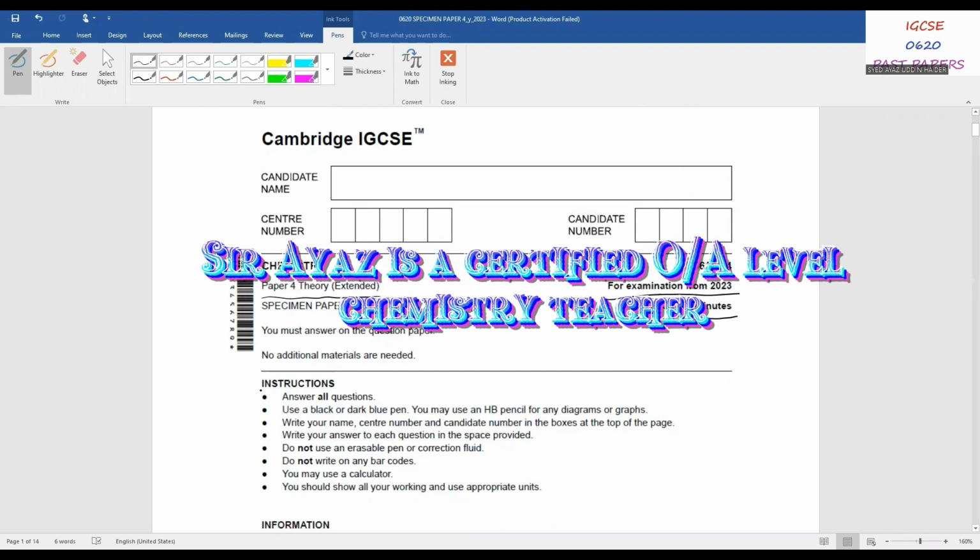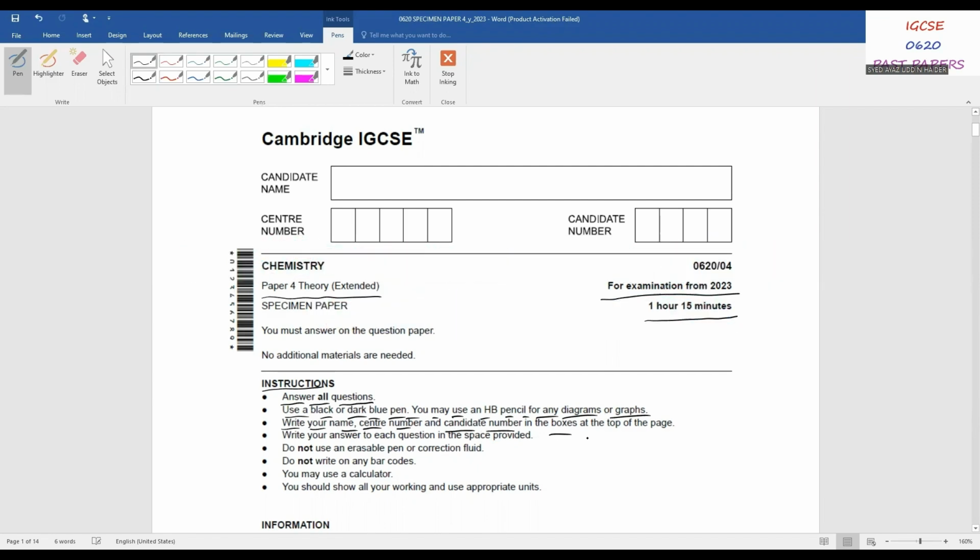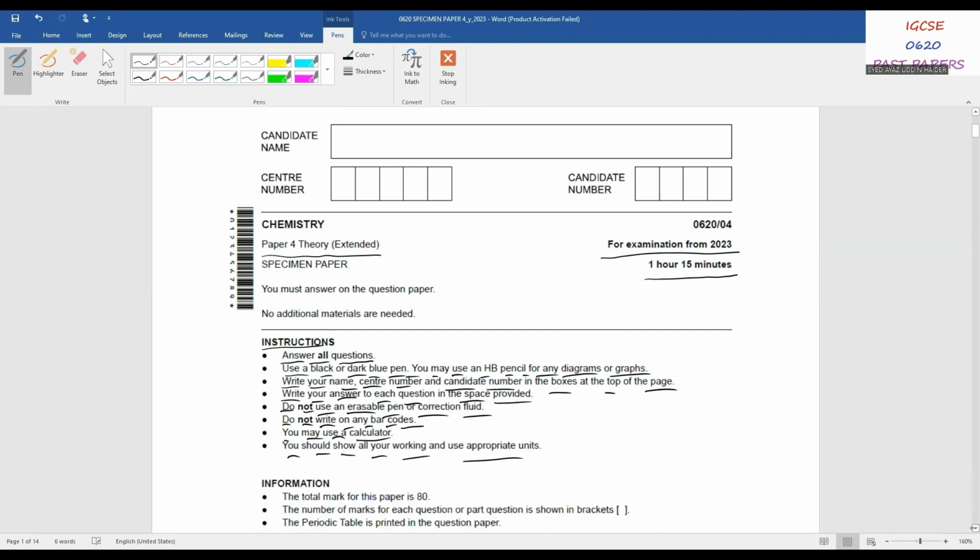So I'm reading the instructions for you. Answer all questions. Use a black or dark blue pen. You may use an HB pencil for any diagrams or graphs. Write your name, center number, and candidate number in the boxes at the top of the page. Write your answer to each question in the space provided. Do not use an erasable pen or correction fluid. Do not write on any barcode codes. You may use a calculator. You should show all your working and use appropriate units.